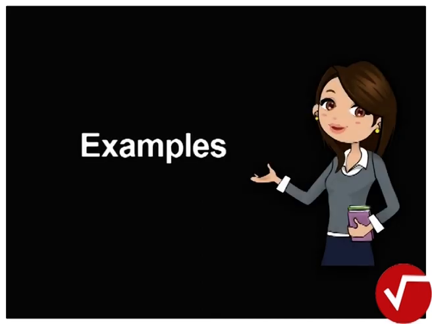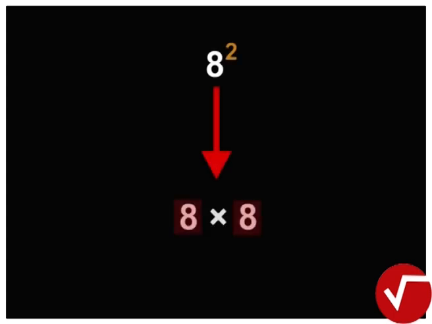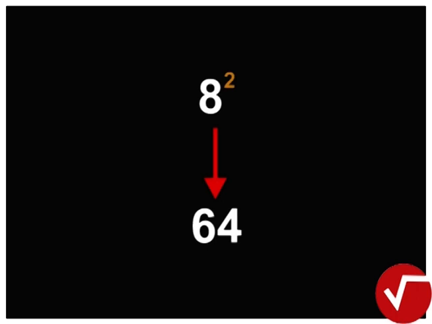Let us now take a look at a few more examples. Suppose we need to find the square of 8. Do you know how we represent it? We will represent it by putting a small 2 on the upper right corner of the number 8 in the same manner as shown to you. 8 squared can be solved by multiplying 8 by itself. That is, 8 multiplied by 8 gives you 64. This is how we have found that the square of 8 is 64.